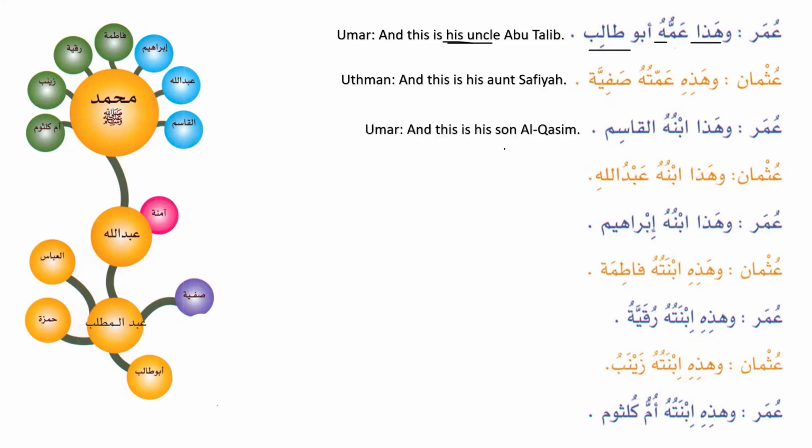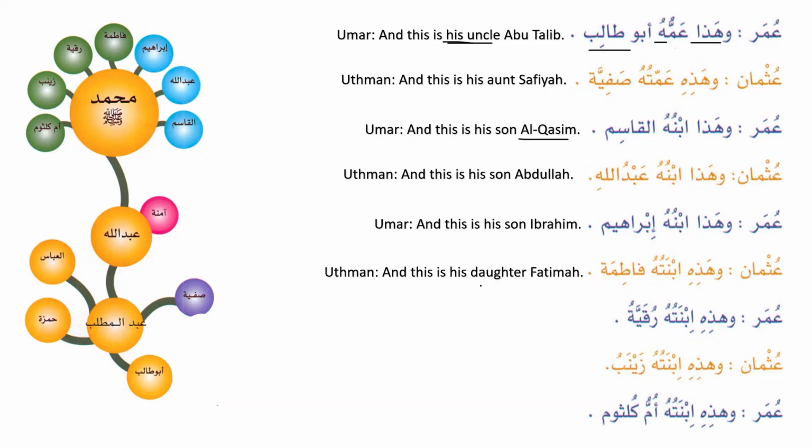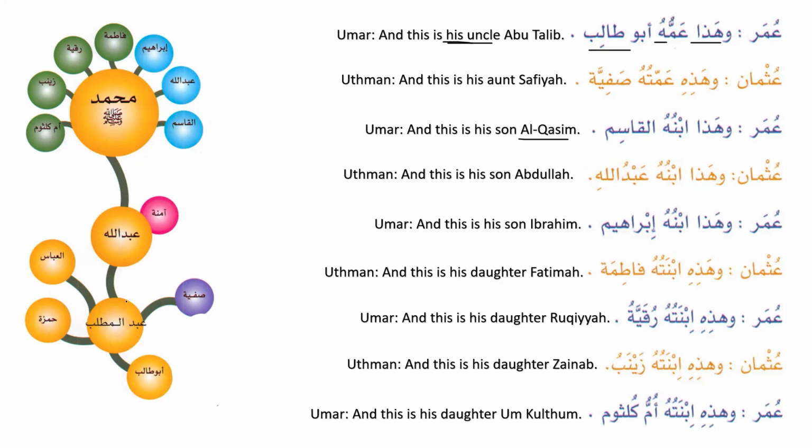وهذا ابنه Al-Qasim, and this is his son Al-Qasim. If you remember, the Prophet Muhammad sallallahu alaihi wasallam is also called Abu Qasim, Al-Qasim. وهذا ابنه Abdullah, and this is his son Abdullah. وهذا ابنه Ibrahim, and this is his son Ibrahim. وهذه ابنته Fatima, and this is his daughter Fatima. وهذه ابنته رقية, and this is his daughter Ruqayyah. وهذه ابنته زينب, and this is his daughter Zainab. وهذه ابنته أم كلثوم, and this is his daughter Umm Kulthum. So now you have a tree over here. You can have a look at the tree, and without looking at the translation, you can read and relate, as you can see over here.